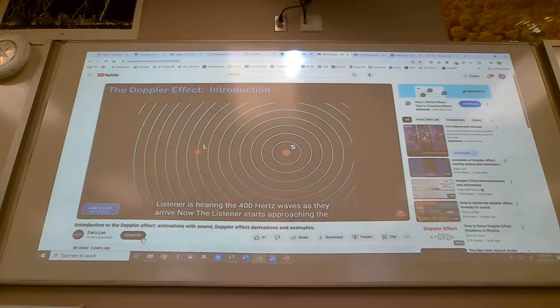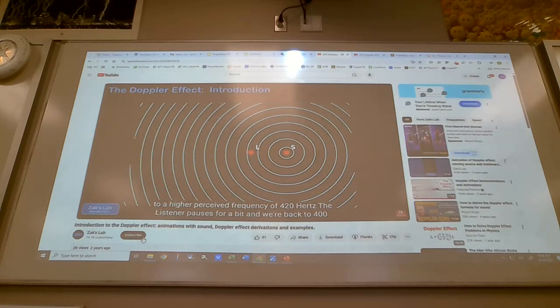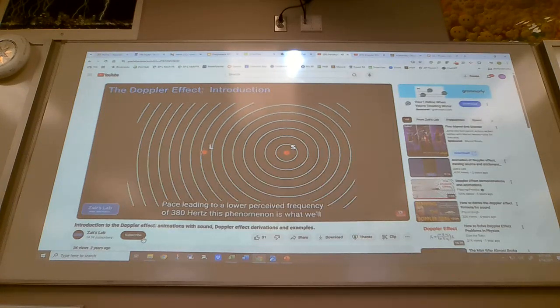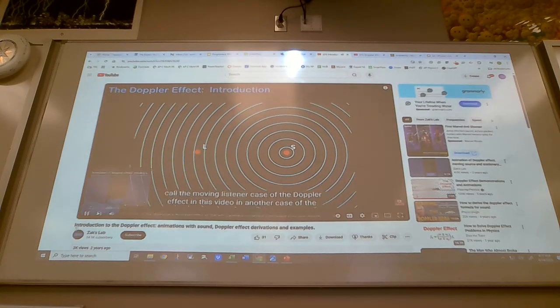Now the listener starts approaching the source. On the way toward the source, the listener runs into wave crests at a faster pace, leading to a higher perceived frequency of 420 Hz. The listener pauses for a bit, and we're back to 400 Hz. Finally, while moving away from the source, the wave fronts hit the listener at a slower pace, leading to a lower perceived frequency of 380 Hz. This phenomenon is what we'll call the moving listener case of the Doppler effect in this video.